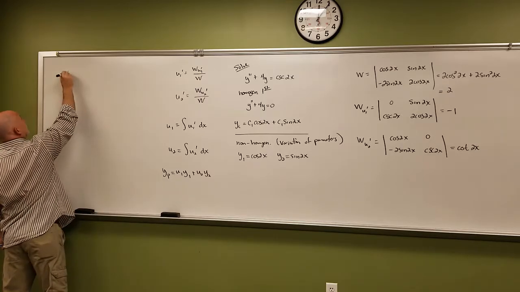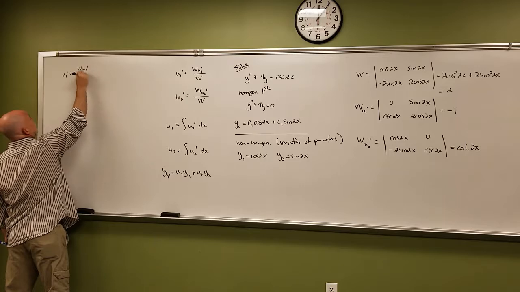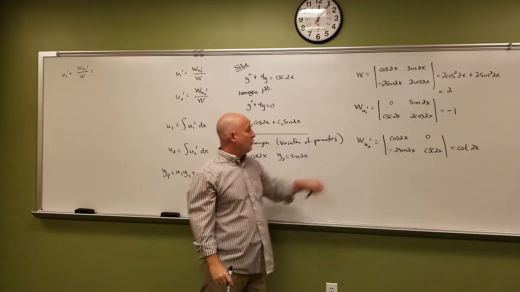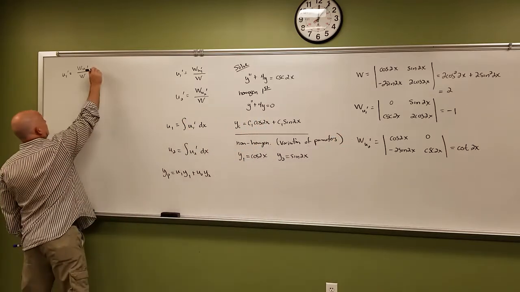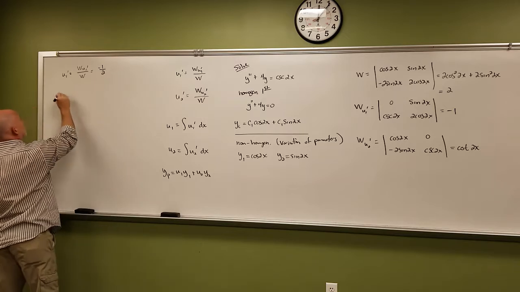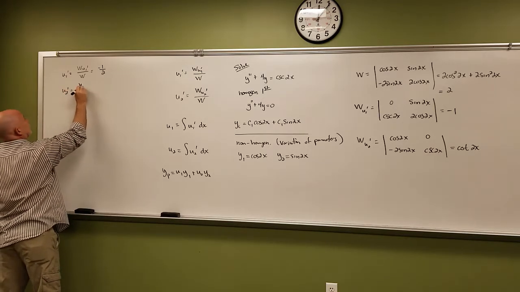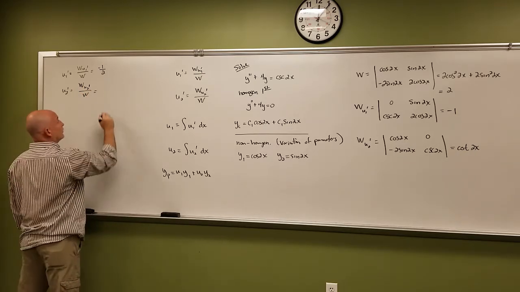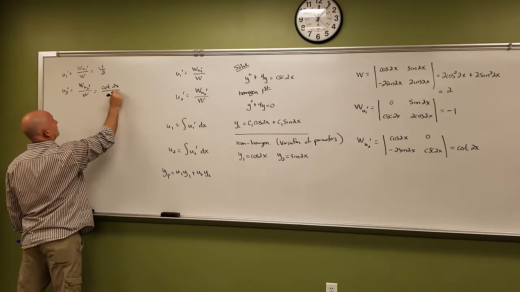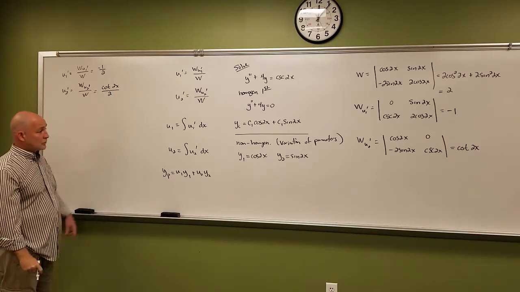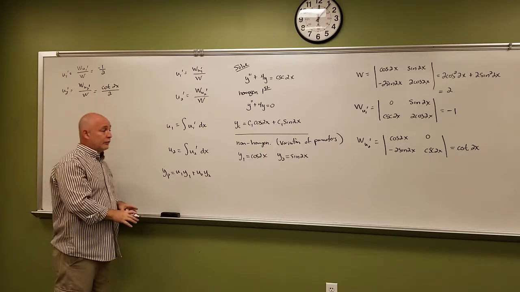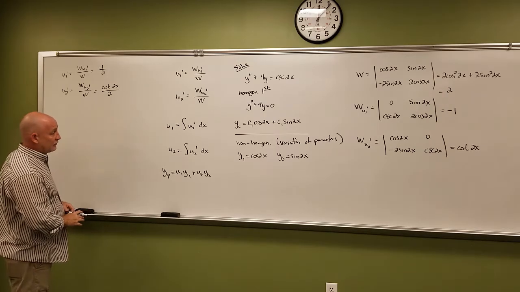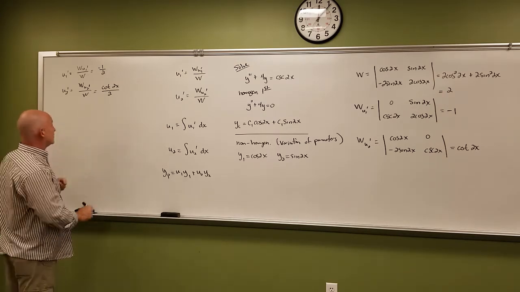So u1 prime will be W sub u1 prime divided by W. So W sub u1 prime was negative 1 divided by W, which was, well, 2. u2 prime is going to be W sub u2 prime divided by W, which was the cotangent of 2x divided by 2. All right, so far, other than maybe a few little derivatives, mainly algebra, pretty straightforward. So here's where this step generally gets difficult. Now we have to integrate these to get the pieces that we need.